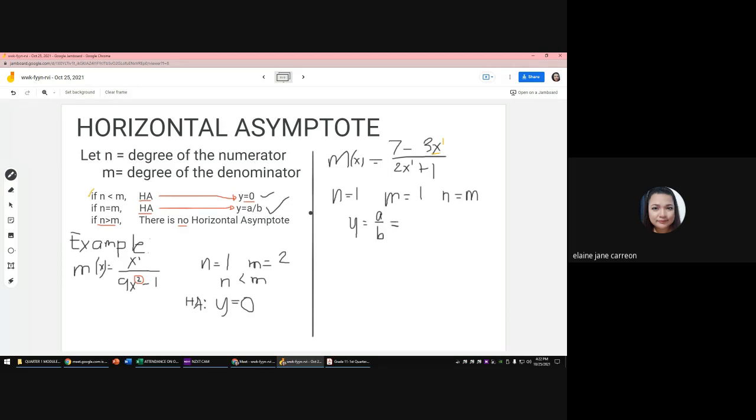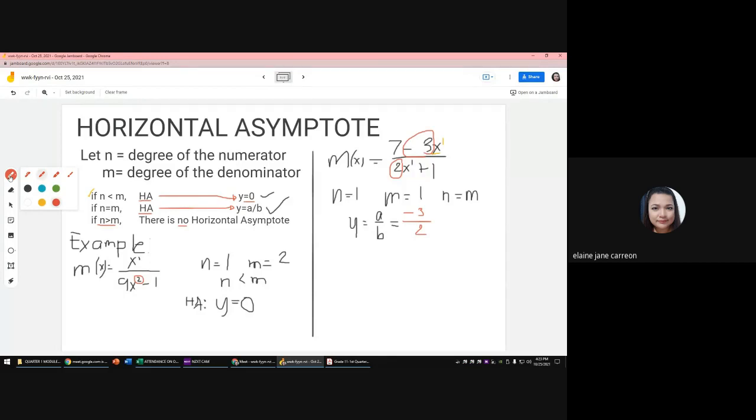Who is a, and who is b? Who is with the x in the numerator? Negative 3. How about who is with the x in the denominator? Positive 2. So, that is our horizontal asymptote. Okay?